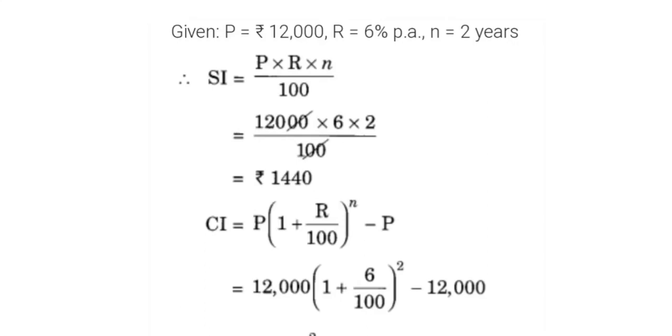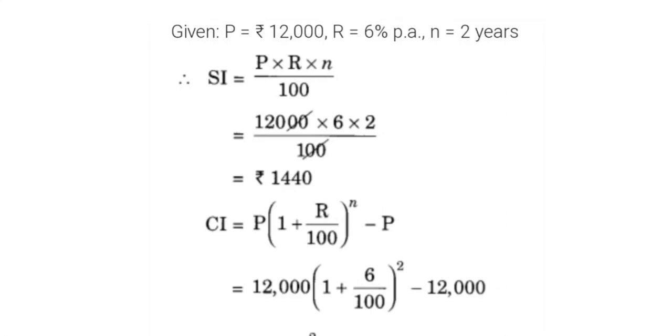So we will write here simple interest formula PRN upon 100. Then put the values. So 12,000 into 6 into 2 upon 100. Let's simplify. Answer is 1,440. Now we have to find compound interest. So write the formula amount minus principal. Okay, now put the values. So it is 12,000 in bracket 1 plus 6 upon 100 bracket close. Power is 2 and minus 12,000.